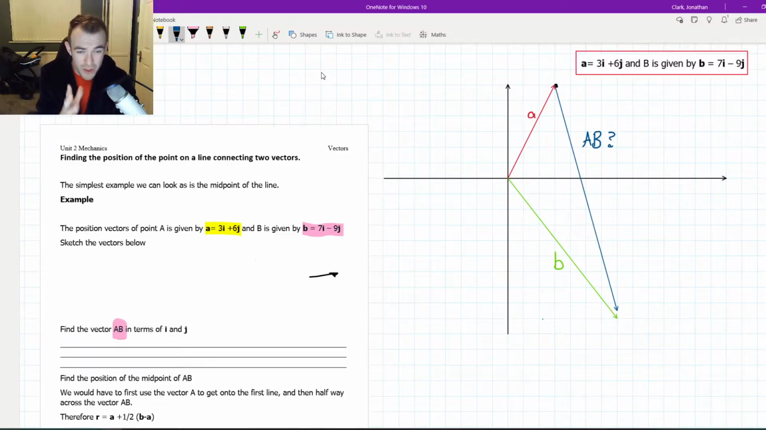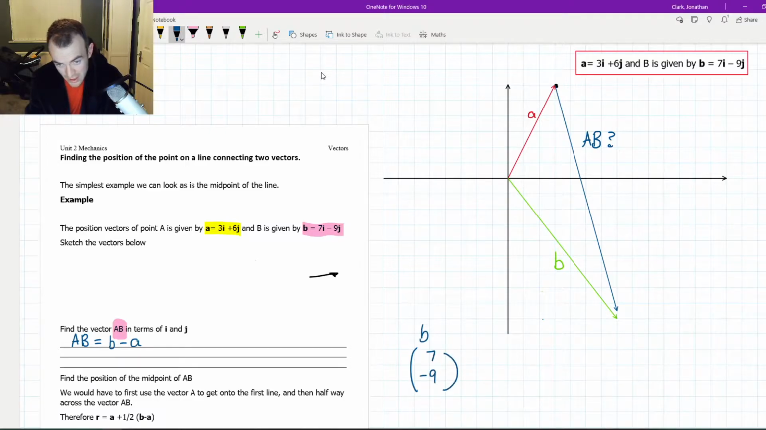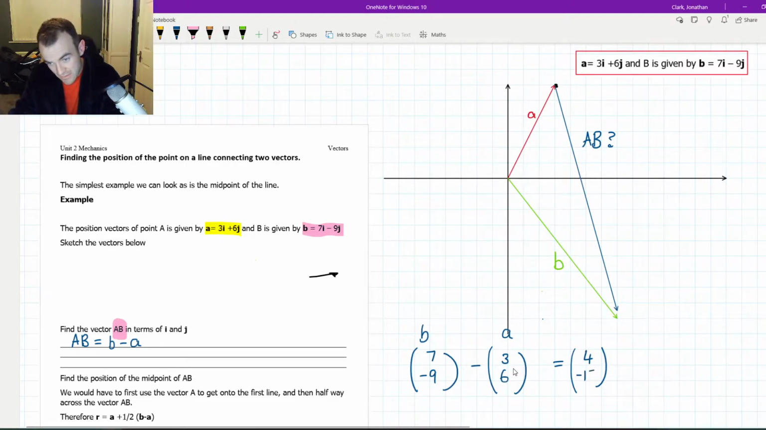Now, you can either do this geometrically, or you can think about it in terms of the formula that we looked at before for displacement vectors, which was B minus A. I'll write this down here. B would be the vector 7, minus 9. A is the vector 3, 6. And if you take away the individual components, 7 take away 3 is 4, and minus 9 take away 6 is minus 15.